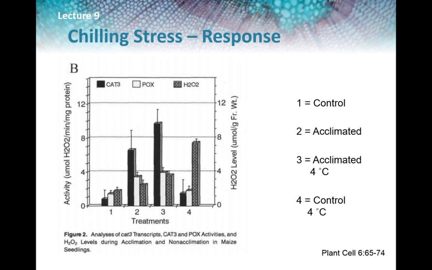The control non-acclimated plants placed directly into the chilling regime in group 4 had a large increase in hydrogen peroxide that was associated with injury. The acclimation treatment exhibited a small increase in hydrogen peroxide and increased defense enzyme activities, especially CAT3. The increase in hydrogen peroxide for the acclimated plants exposed to 4 degrees Celsius was substantially less than the non-acclimated treatment, presumably due to the increased enzymatic activity. If you're interested to learn more about this experiment, you can find the article in the supplementary material.